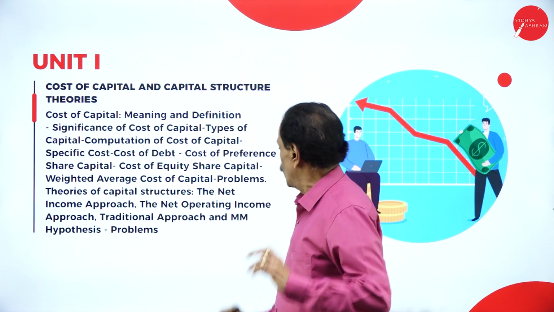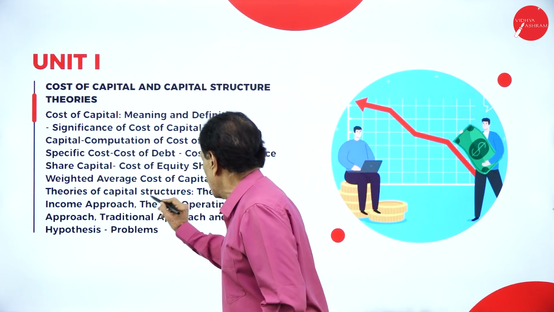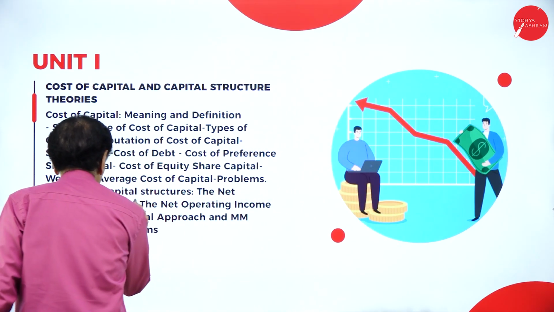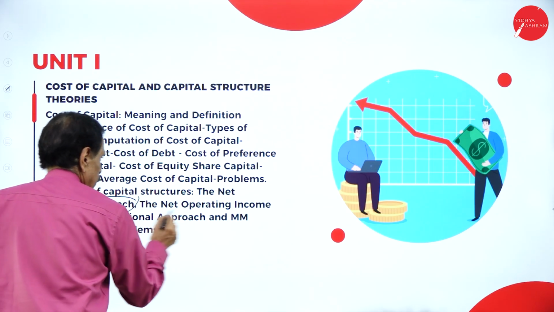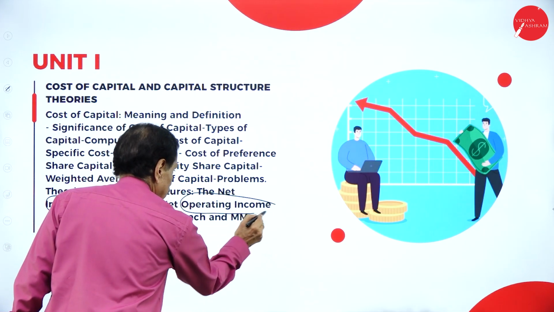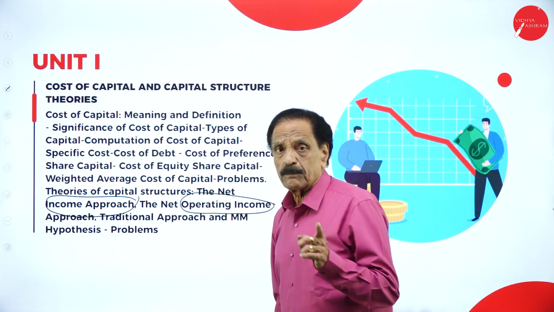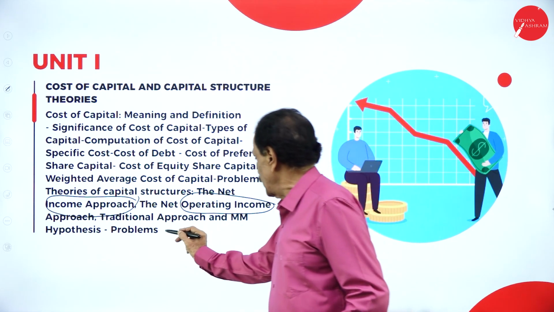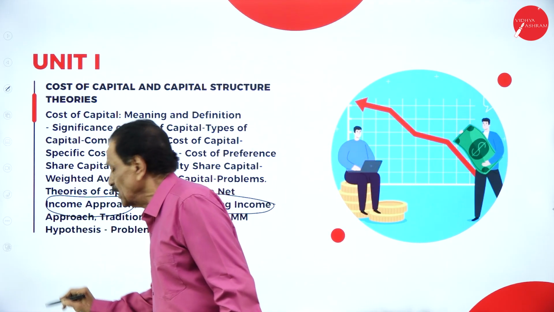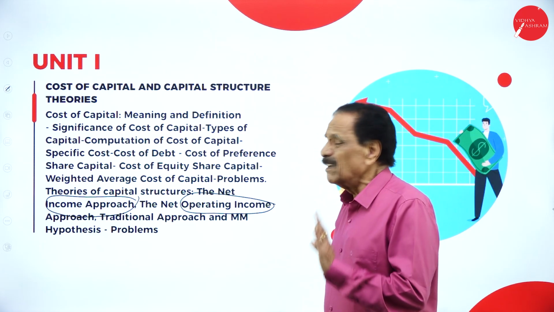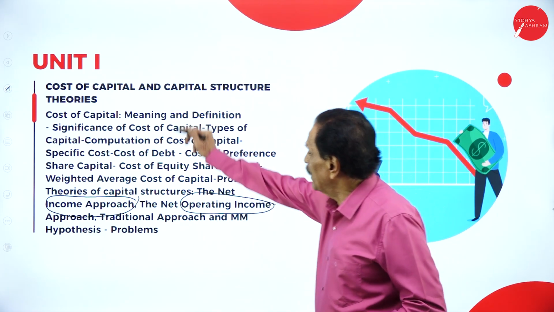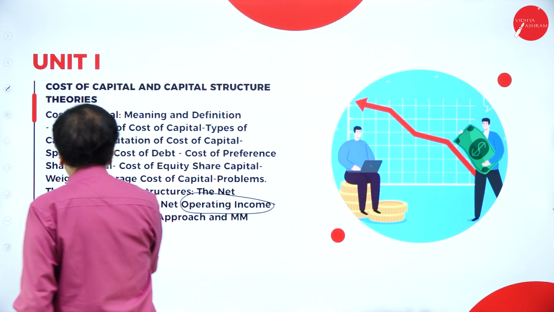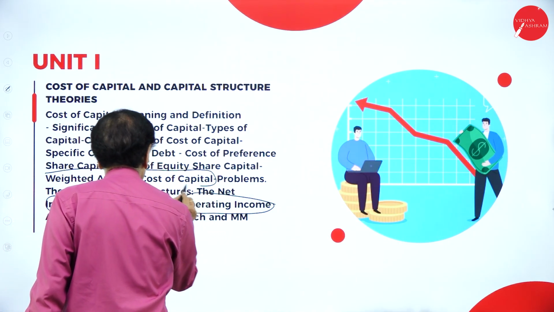The problems you are going to solve here: theories of capital structure, the net income approach, the net operating income approach. Both will come, totally 10 marks, 5 marks for net income approach, 5 marks for net operating income approach. Then traditional approach and hypothesis. These are all the things we are going to deal with. Very important chapter. A major question will be asked for 15 marks. That goes in favor of weighted average cost of capital.